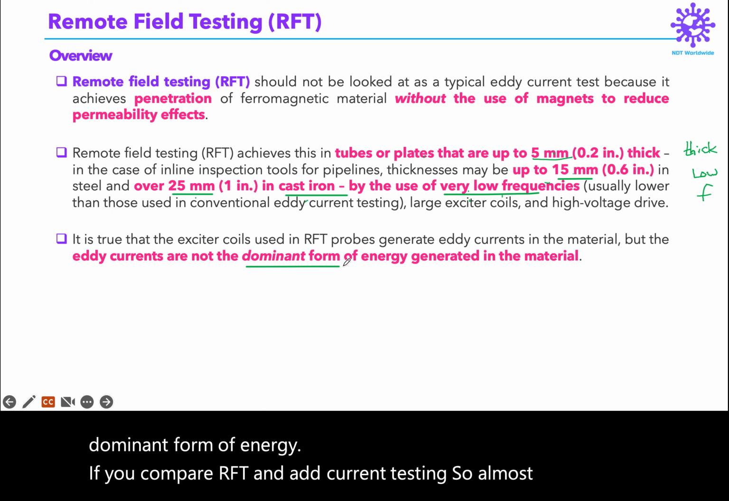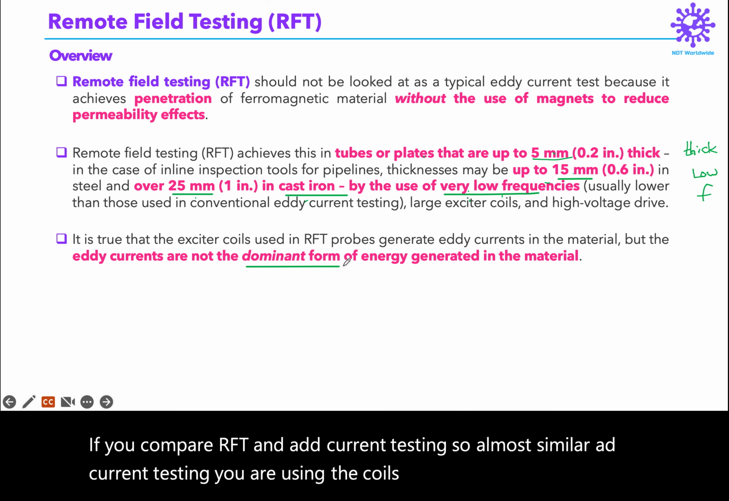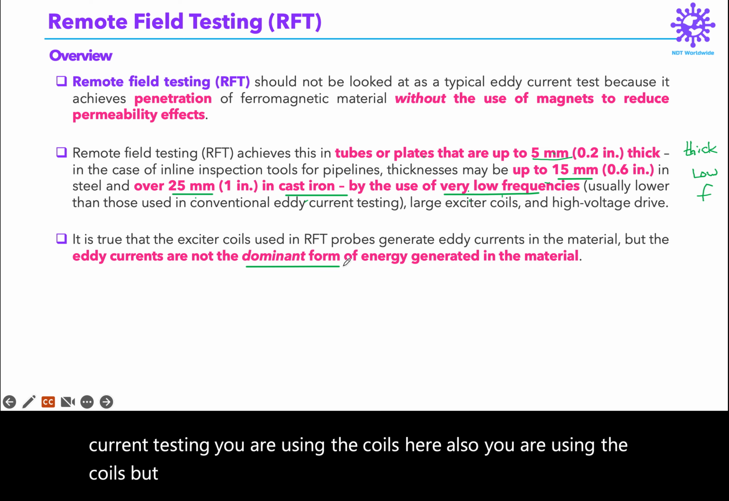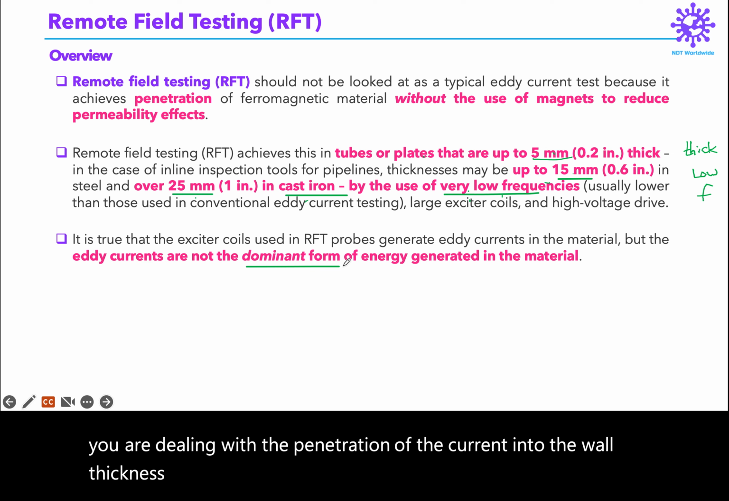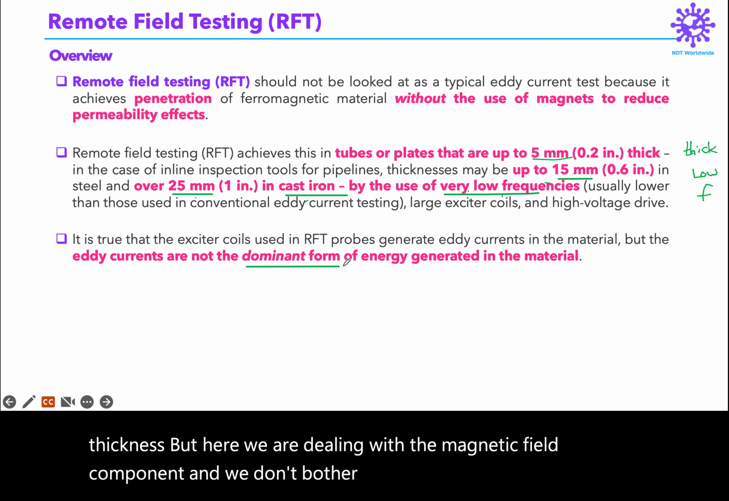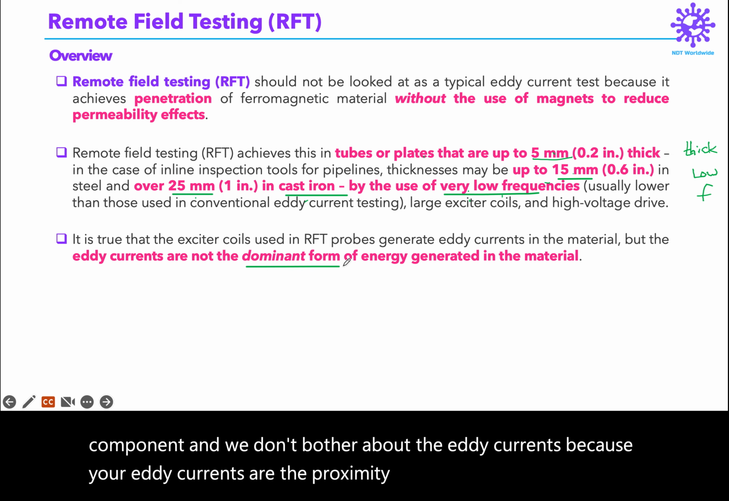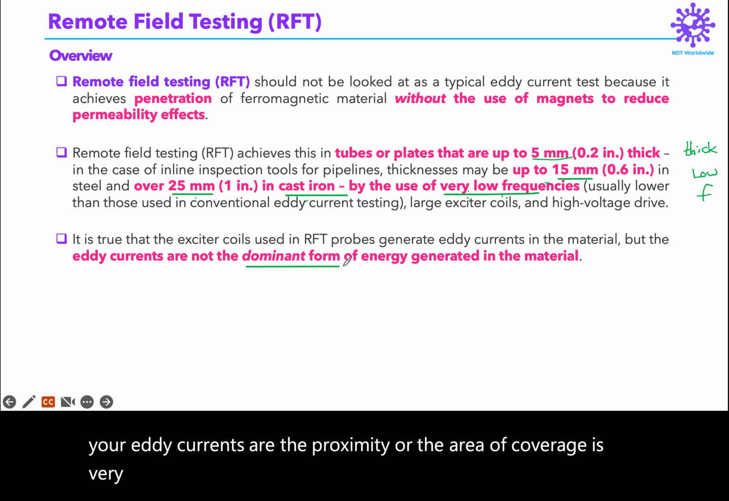In eddy current testing you are using coils, here also you are using coils, but in eddy current testing you are dealing with eddy currents, so you are dealing with the penetration of the eddy current into the wall thickness. But here we are dealing with the magnetic field component, and we don't bother about the eddy currents, because the proximity or area of coverage of the eddy currents is very small, but in that location you do not have any receiver coil.